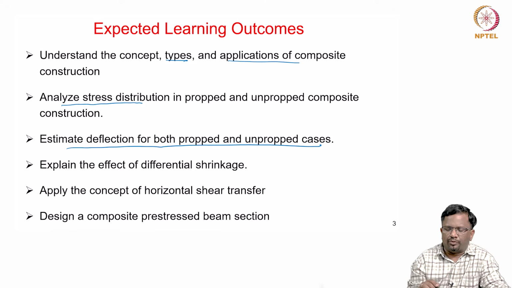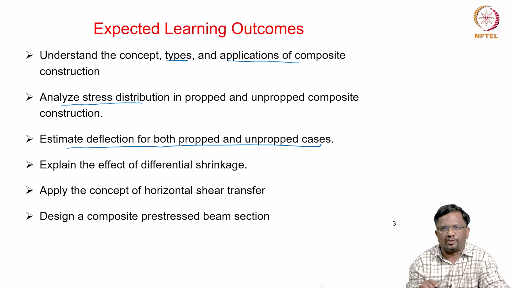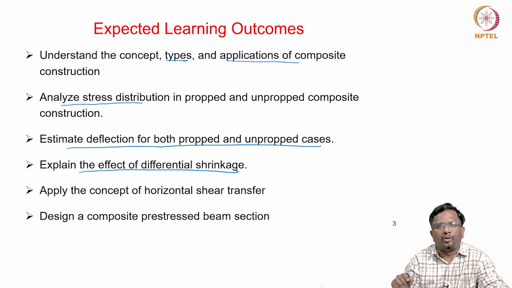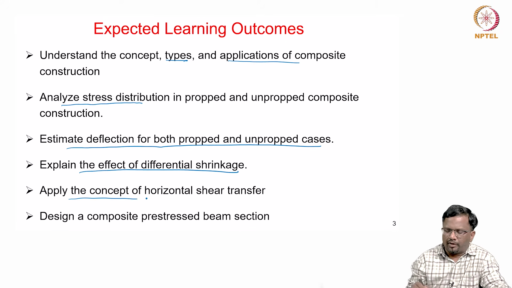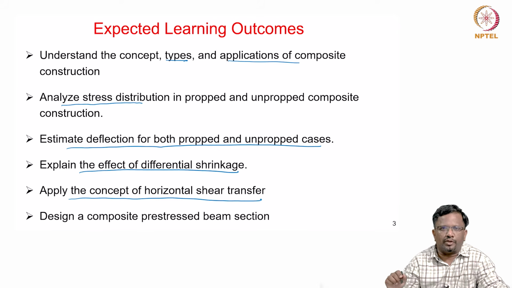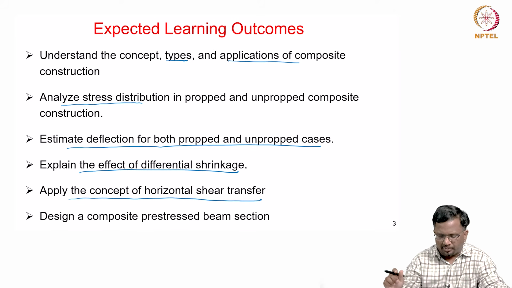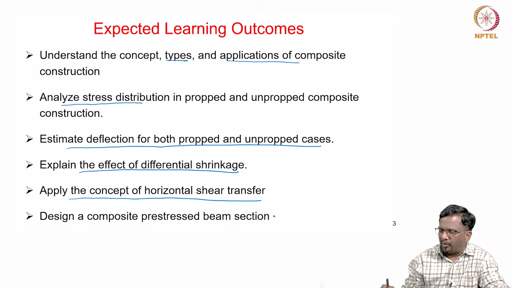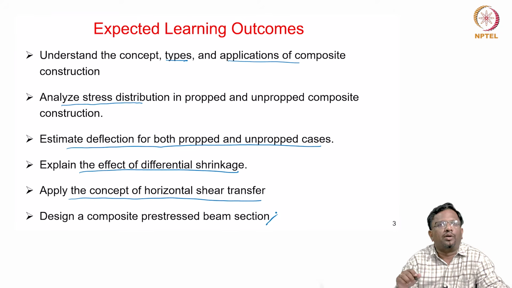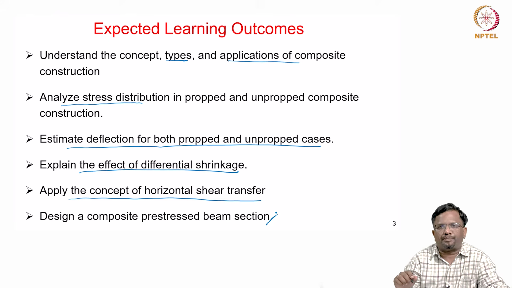Then when you go for composite construction, there will be a differential shrinkage. The student should be able to explain what are the implications of differential shrinkage, and then apply the concept of horizontal shear transfer to transfer adequately the shear without any slip between the precast and cast in place slab element. Then finally, we will end the module with one design example on how to design a composite pre-stressed beam section.